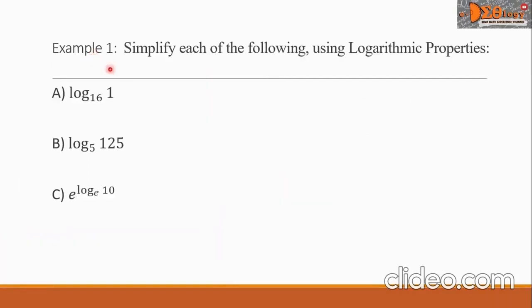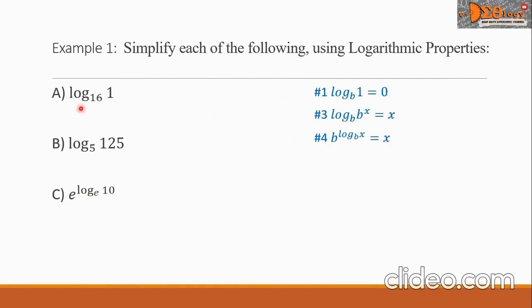Let's have example 1. Simplify each of the following using logarithmic properties. Letter A, log of 1 to base 16. Letter B, log of 125 to base 5. Letter C, e raised to log of 10 to base e. Let us write the properties that we're going to use to simplify the given problems here.